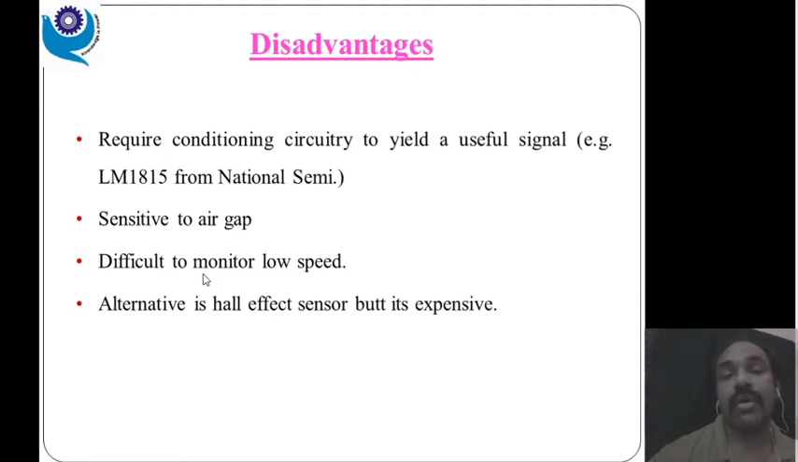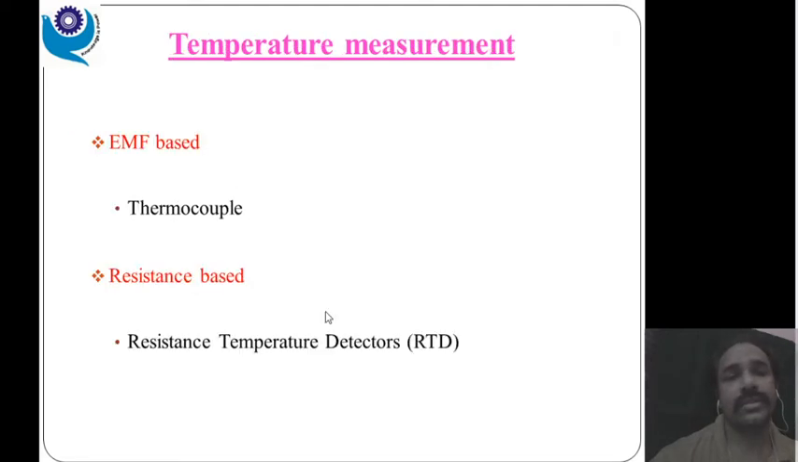This is again a disadvantage. And if you want to monitor or predict very low speeds, for that purpose we need to go for an alternative sensor, that is the Hall effect sensor, but it is expensive. The Hall effect sensor works for 0 rpm also, for 0 speed it also gives a signal. This is the advantage of the Hall effect sensor, but it is expensive.